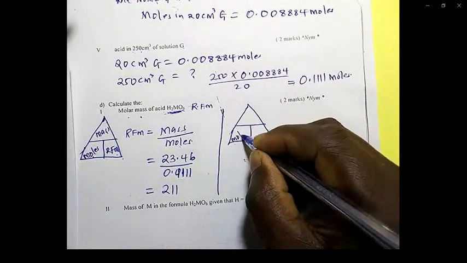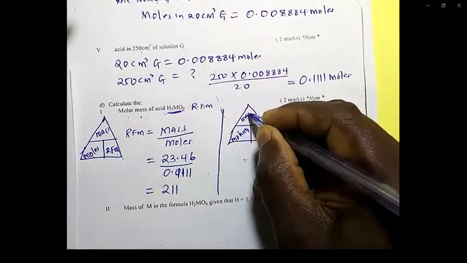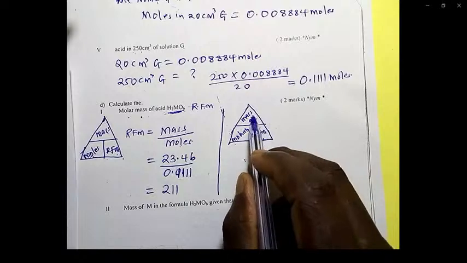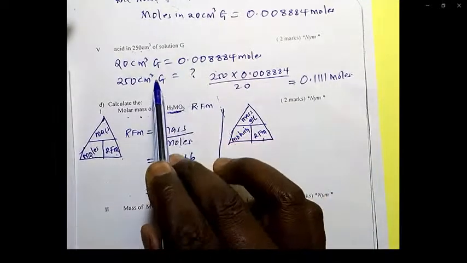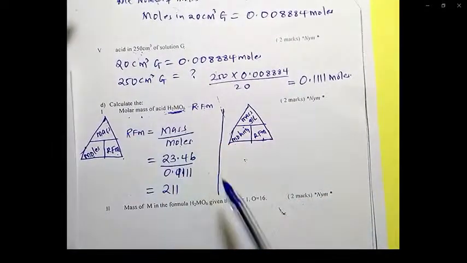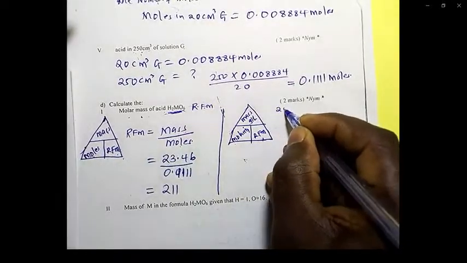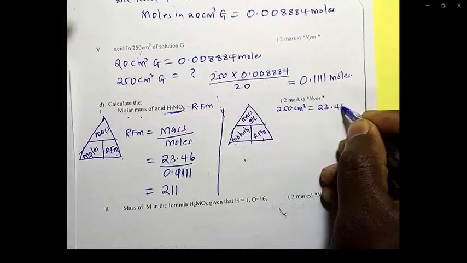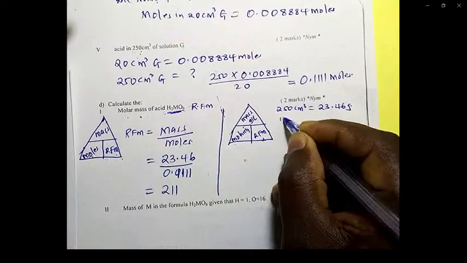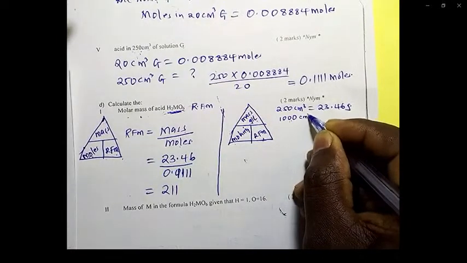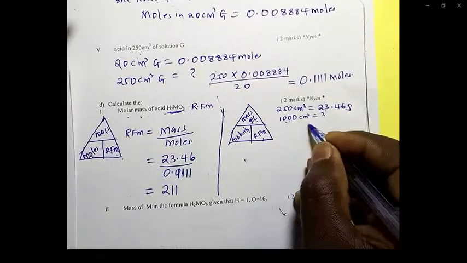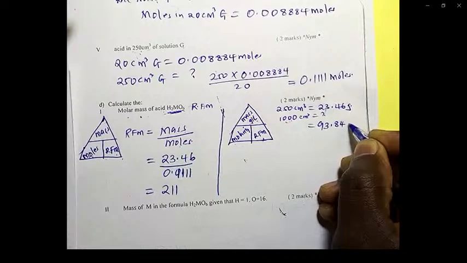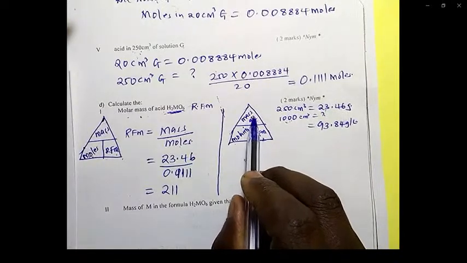Molarity, mass in grams per liter, and then RFM. So I can get RFM using mass in grams per liter. The mass we were given here is in 250. So we can get the mass in 1 liter. We will say 250 centimeters cube contains 23.46 grams. 1,000, that is mass in grams per liter. A liter will contain what? So this times this will give you 93.84 grams per liter.